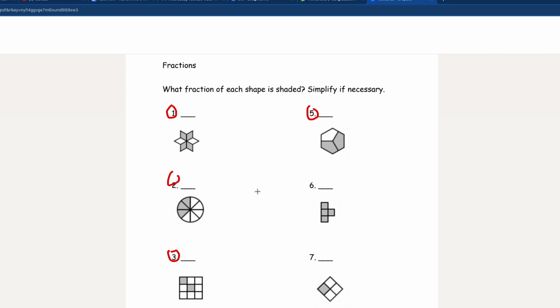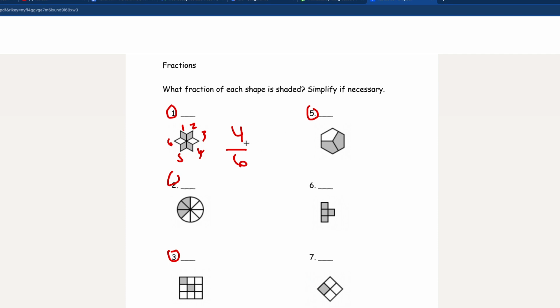Simplify if necessary. So number 1, if you count, this is pretty much like a star, but it has more shapes than it should. So it has 1, 2, 3, 4, 5, 6 shapes in there. So it's going to be out of 6. And then shaded is 1, 2, 3, 4. So it's going to equal 4. But simplify if necessary, which we can in this problem.